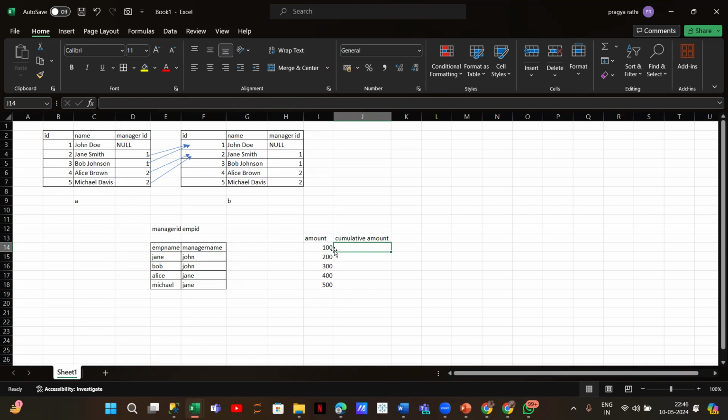So what is cumulative sum? Cumulative sum means the sum of that number and the above numbers that it has. So do I have any above number? Do I have any more number before 100? No. So I will get 100 here. What about 200? Cumulative sum is the sum of that digit and the above digits. So I have 200 plus 100, which is 300, right? So I will get 300, correct?